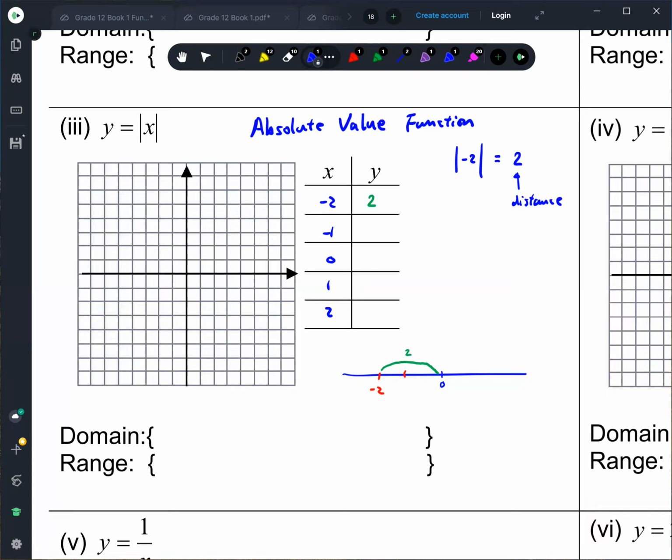So same thing, please complete this table and make a graph. After you've done that, you can raise your hand.